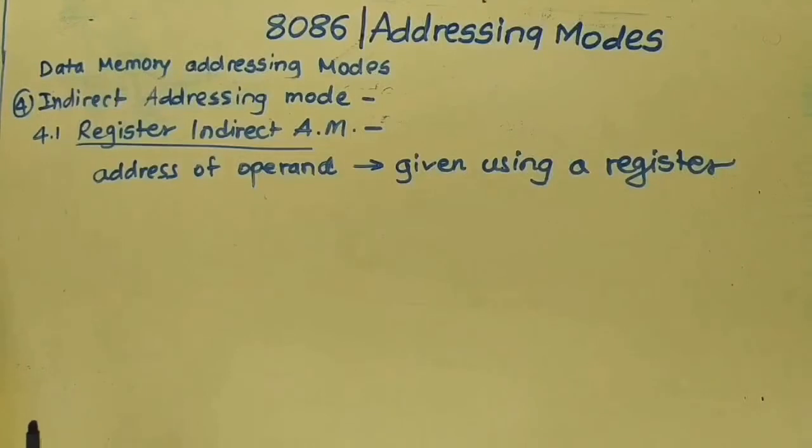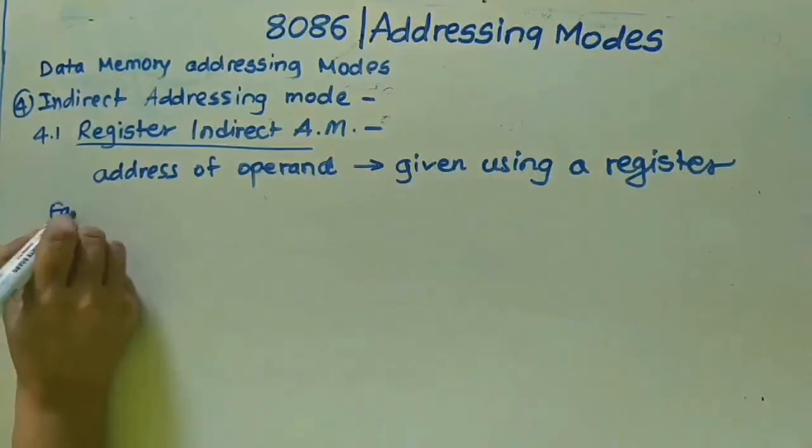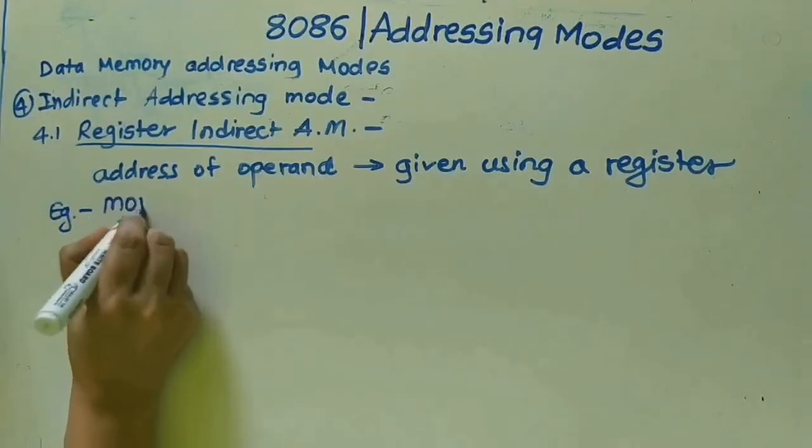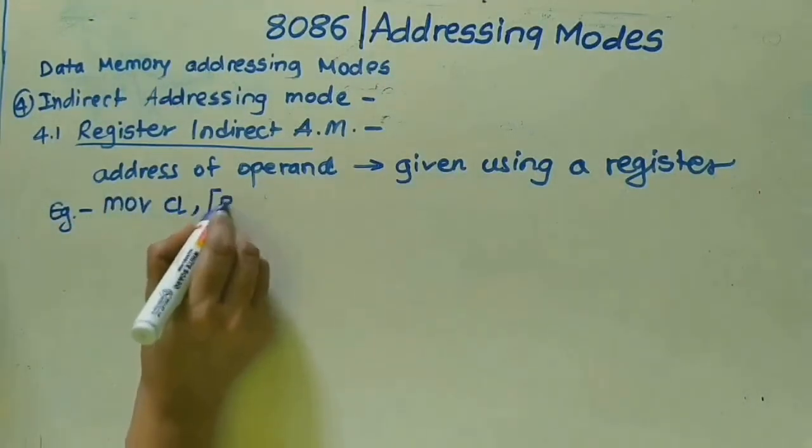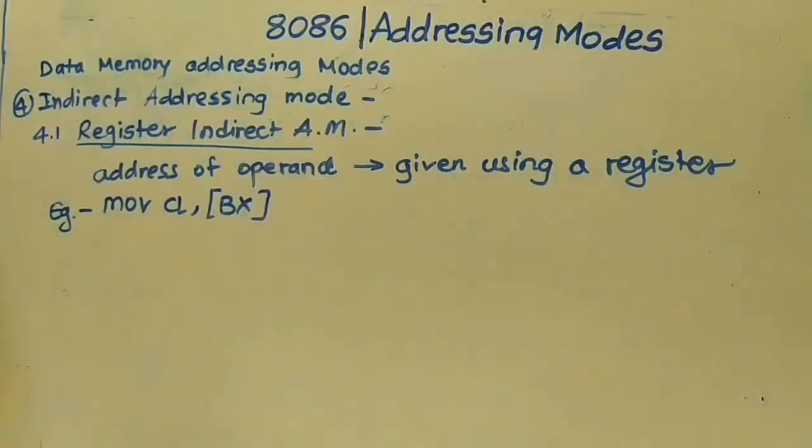So when the microprocessor fetches the instruction, it identifies the register, and from that register the address of the operand is taken, and then the microprocessor will go to that address in the memory to perform the operation. And here the address specified is the offset address. Let's consider the example. MOV CL, [BX]. Now here what happens?